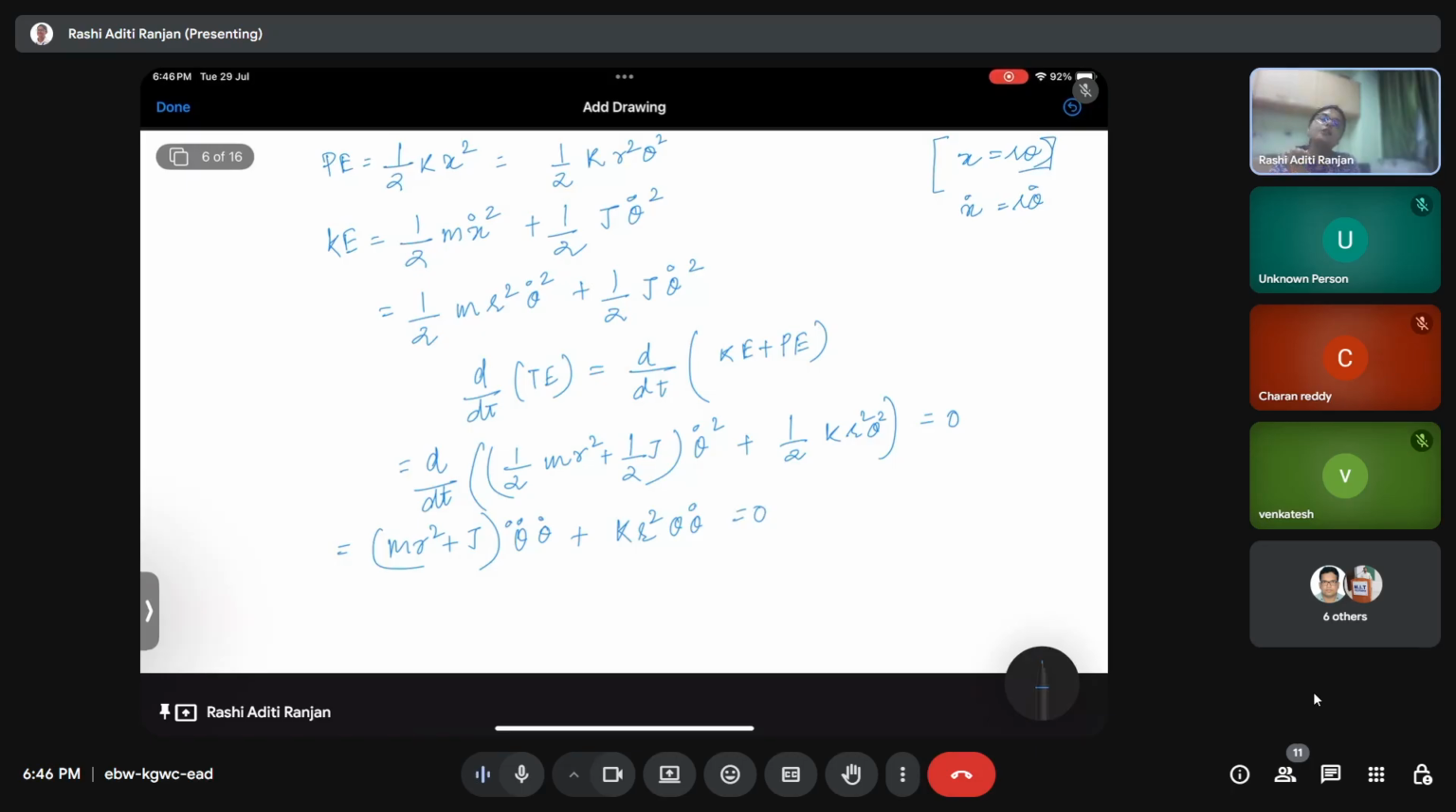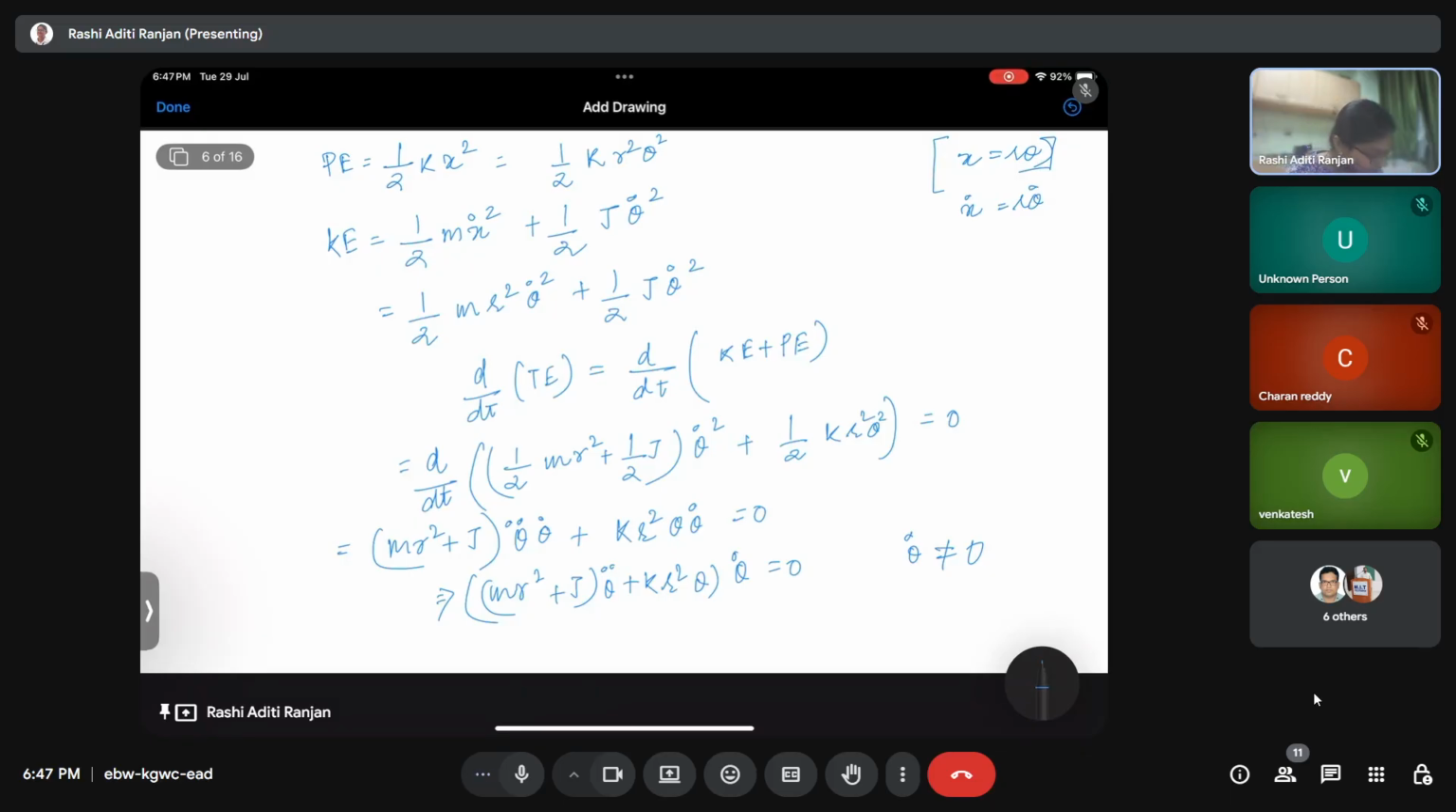So you can see theta dot is common. Now we have m r square plus J theta double dot plus k r square theta into theta dot equals 0. Now theta dot cannot be equal to 0, because if theta dot is equal to 0, then how is the system going to show motion? Though it can be 0 at the point where the potential energy is maximum, it is not always 0. So theta dot will not be equal to 0.